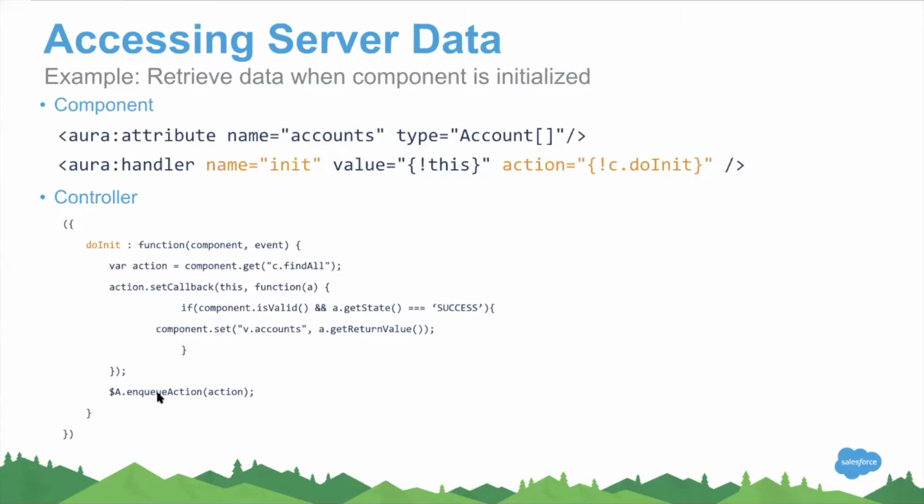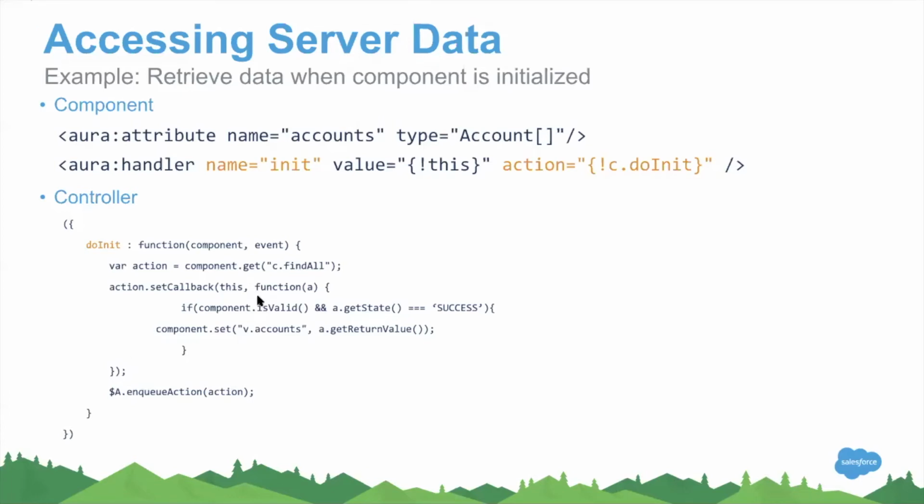The main reason why we have $A.enqueueAction is because of the way Salesforce processes all the server requests: they queue them into a container, and they process them one by one. So in order to add your request to the queue, you have to call your method. And as soon as the Lightning component is able to retrieve the result, a function gets called, whatever function you pass as the callback.